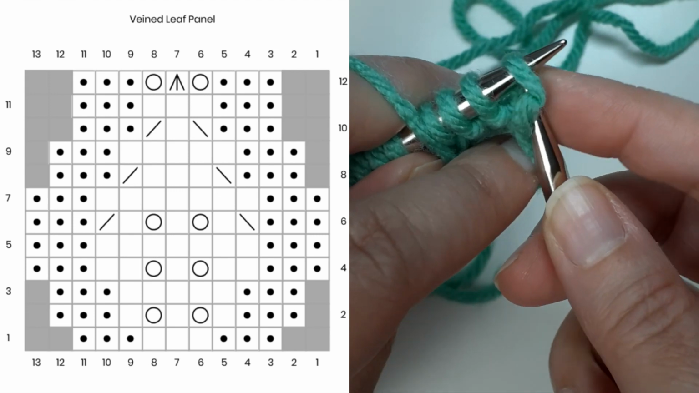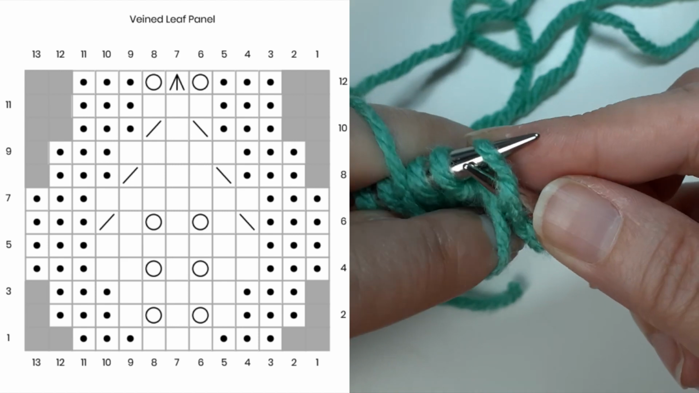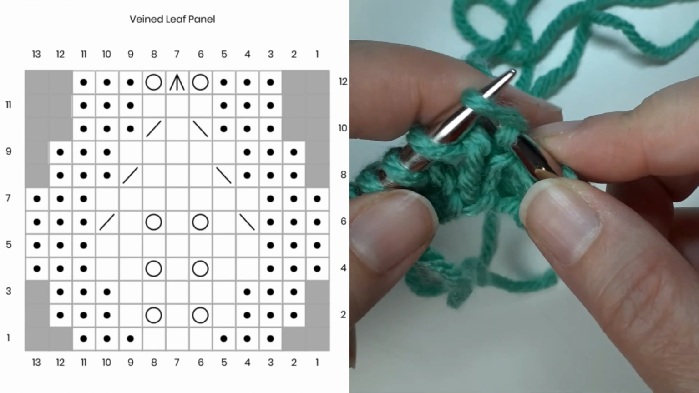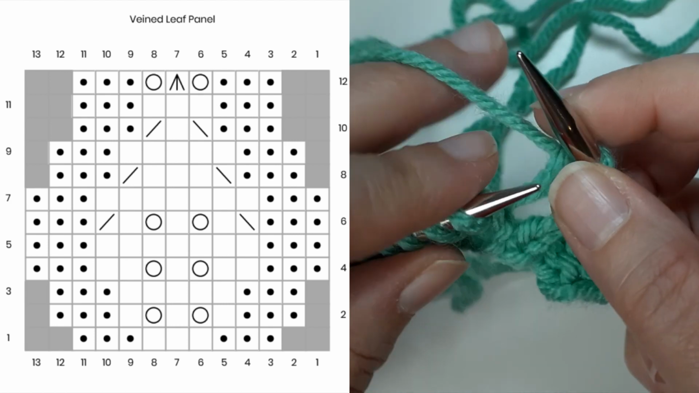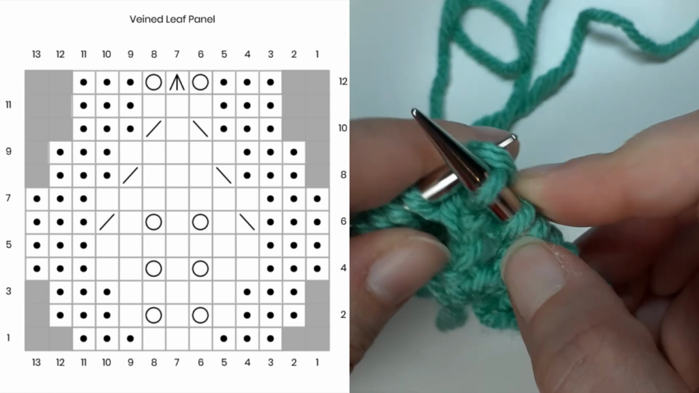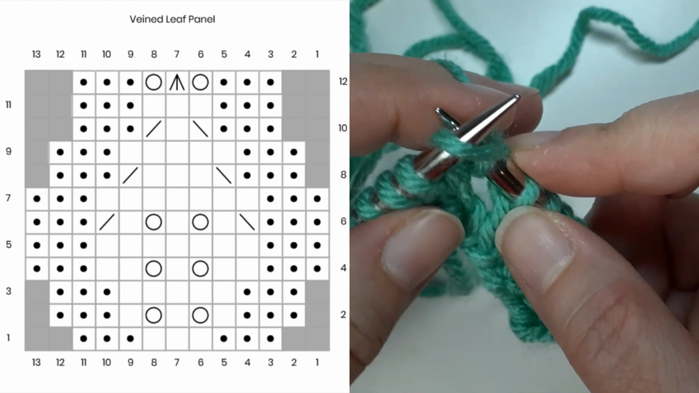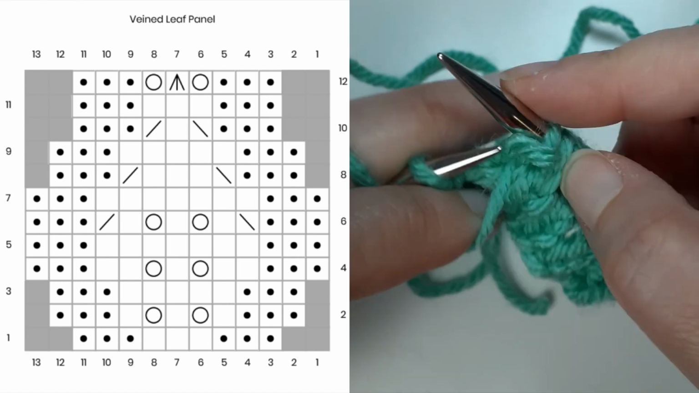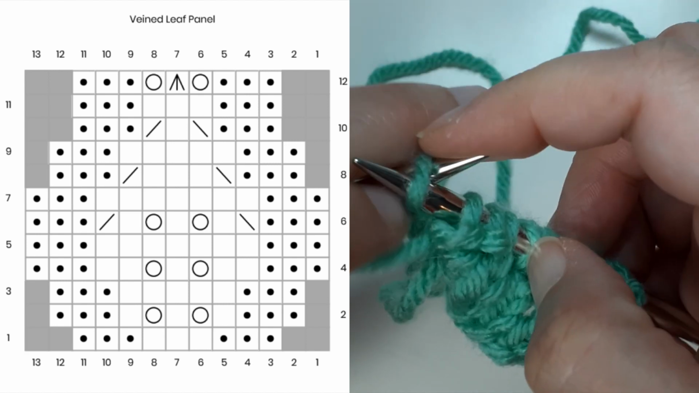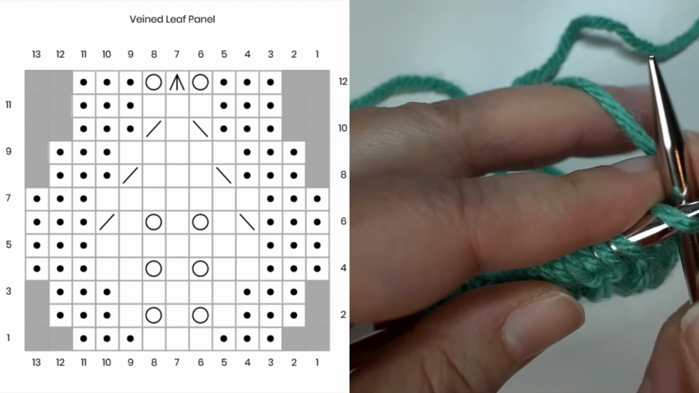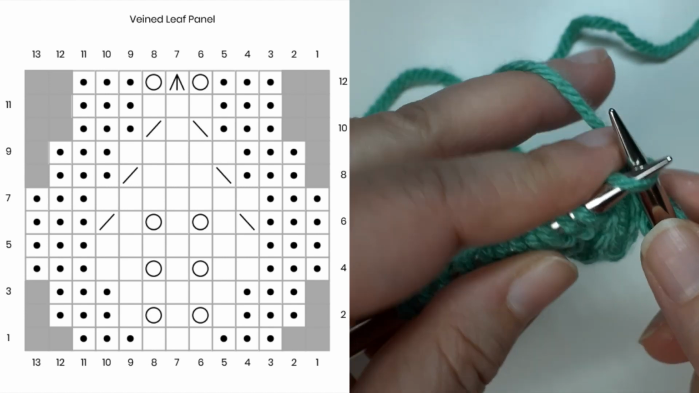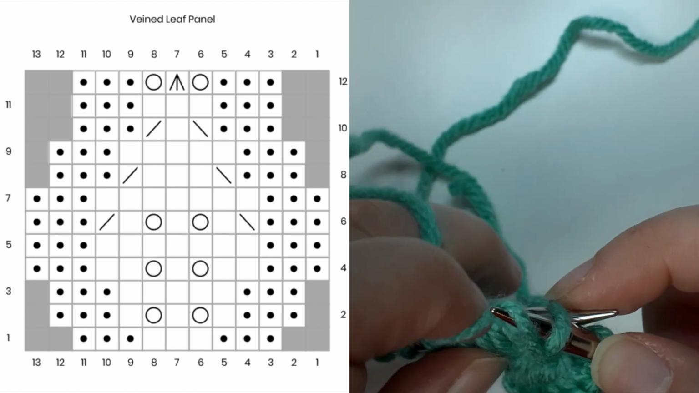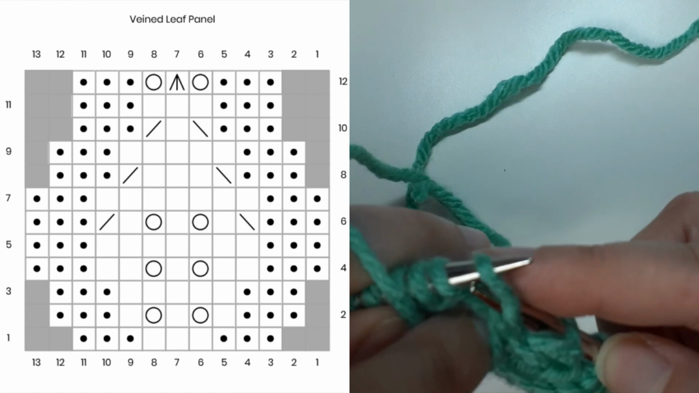Now we're on row 4. And those black dots again represent purl stitches because we're on a right side row. So purl 3, knit 2, yarn over, knit 1, yarn over, knit 2, and then purl 3. And you'll also notice we've increased by 2 more stitches, so now we have no stitch boxes on row 4. Now we're on row 5, which is another wrong side row, so those black dots represent knit stitches. So we are knitting 3, purling 7, and then knitting 3 again.